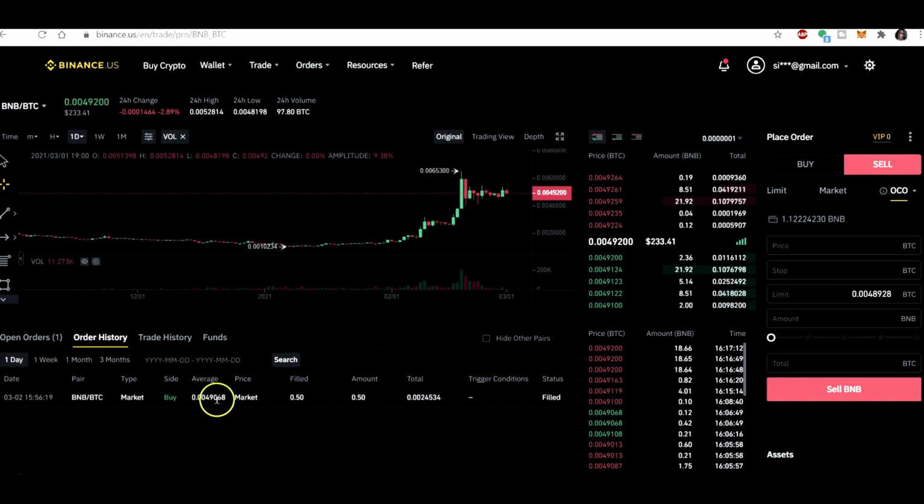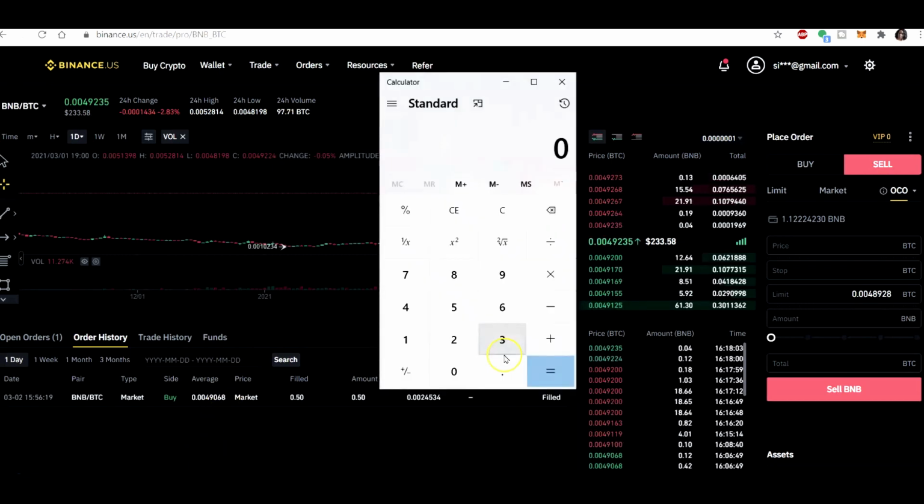So the price at which I purchased was 0.0049, and I'm going to calculate a 15% increase on this figure. So here's my calculator, and let's do a 15% increase on this figure, so 0.0498. And I want a 15% increase, so I'm going to multiply this by 1.15. So this is the price at which I want to take profit.